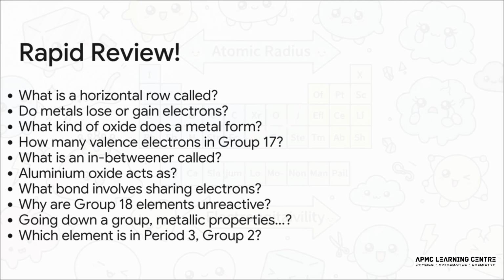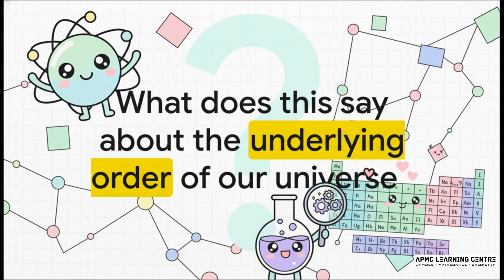Both. What type of bond involves sharing electrons? Covalent. Why are group 18 elements so unreactive? Because they have a full valence shell. As you go down a group, do metallic properties increase or decrease? They increase. And last one, which element is in period 3, group 2? It's magnesium. Awesome job. So let's end with this one big idea.